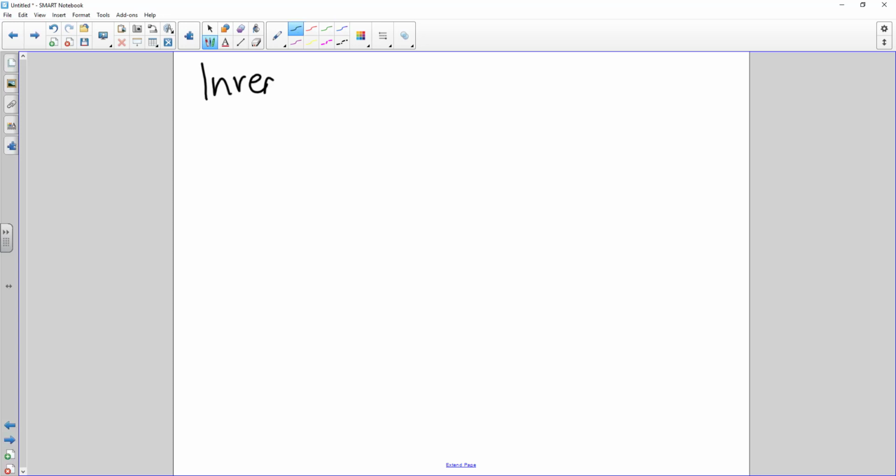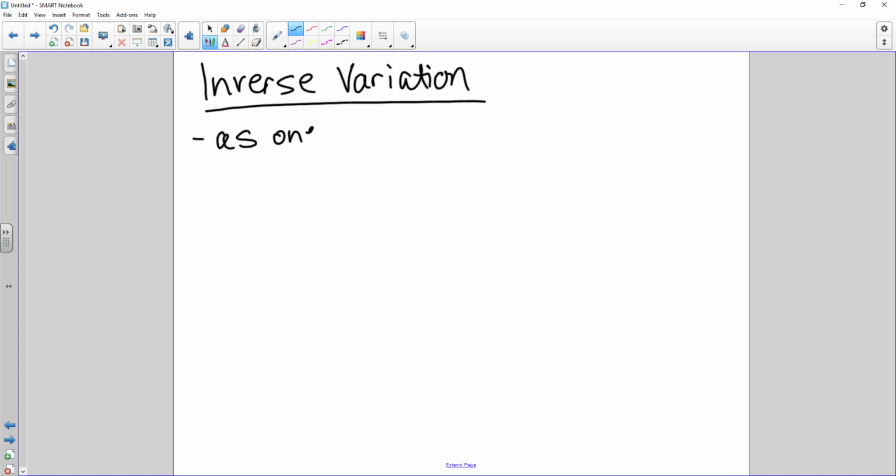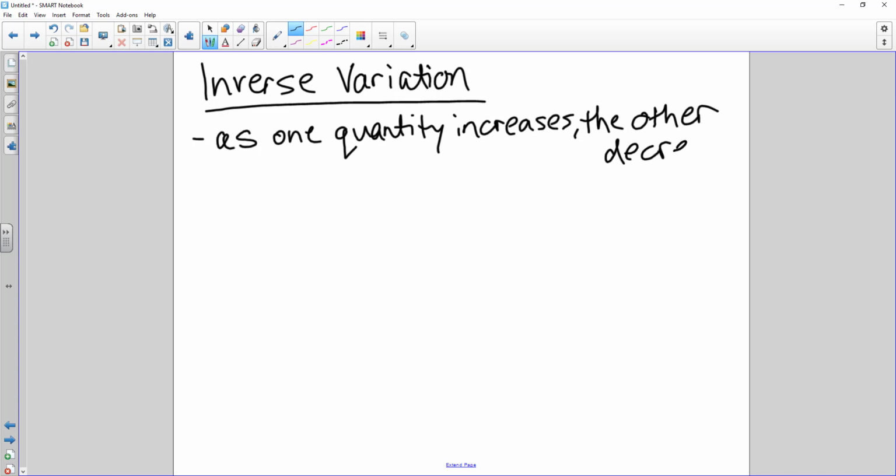Inverse variation. This is when we're comparing two quantities, and as one quantity increases, the other decreases. So as one goes up, the other goes down. Inverse variation.